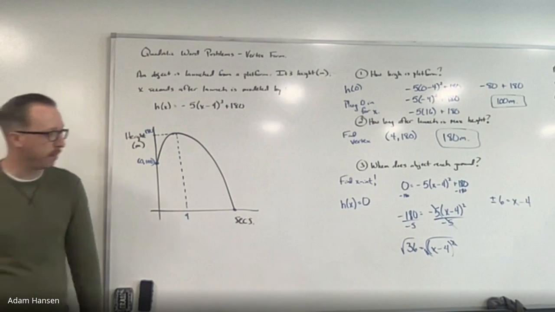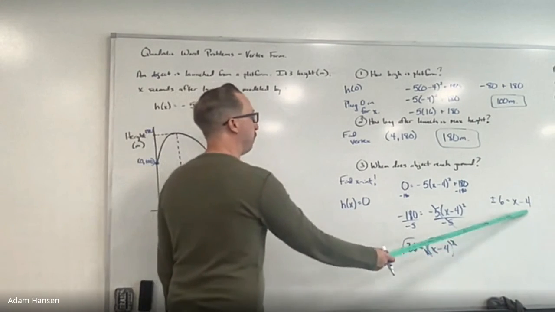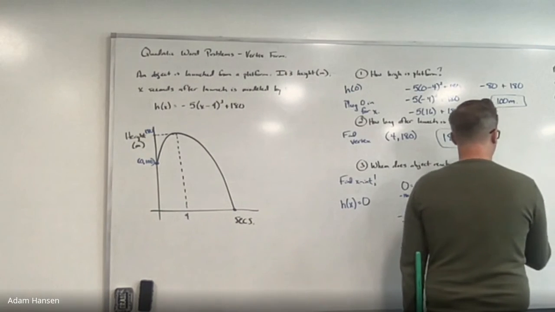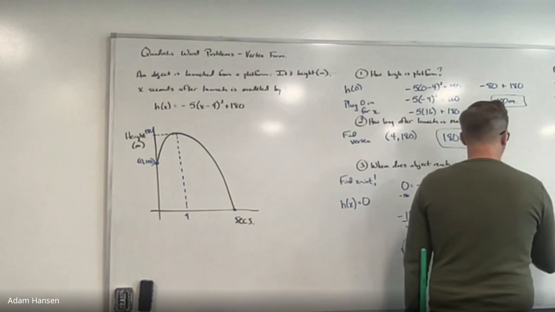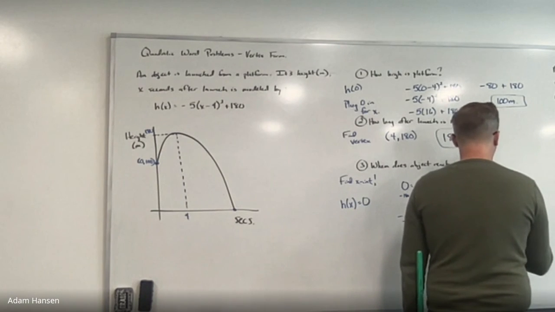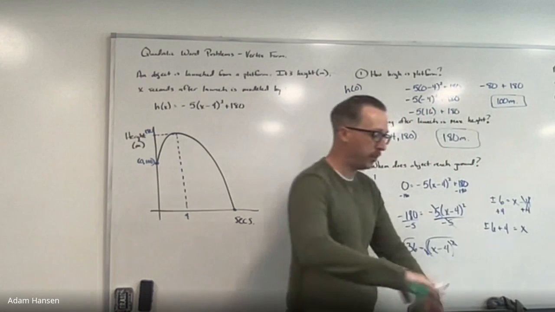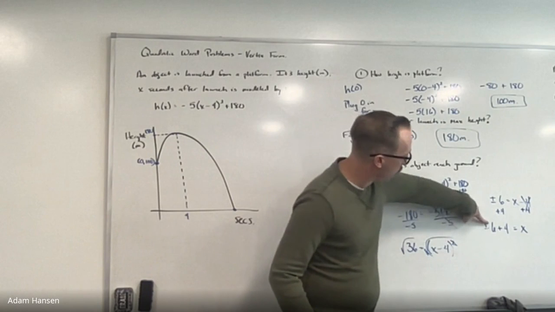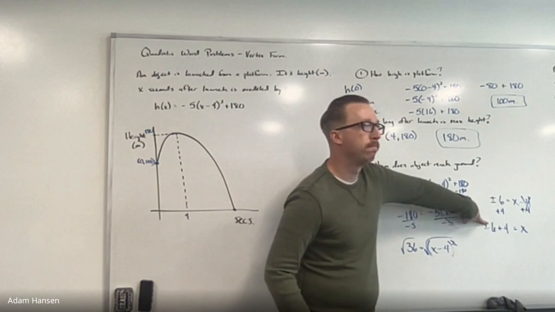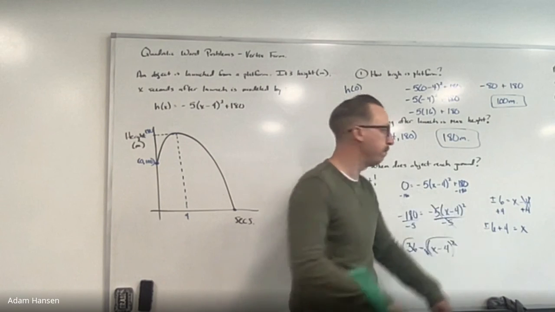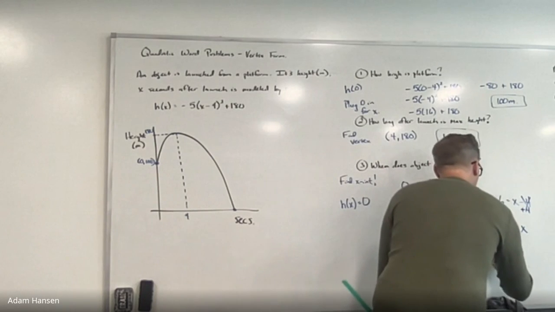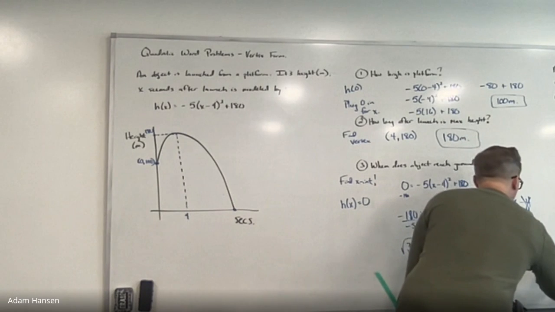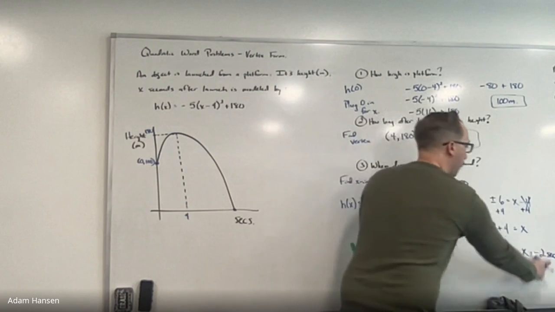Still haven't solved for x yet, because I'm still subtracting 4 from it. Add 4 to both sides. So x equals plus or minus 6 plus 4. There's really two answers here because plus or minus 6 is two different numbers. Either 6 plus 4, which is 10, or negative 6 plus 4, which is negative 2.